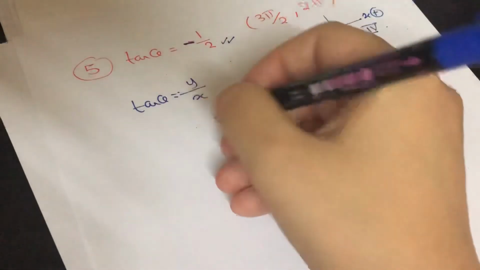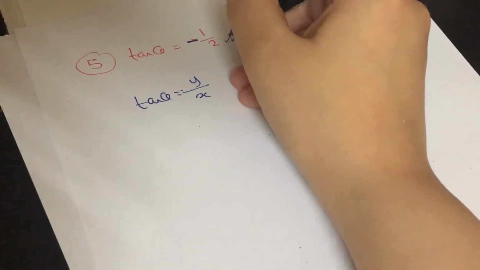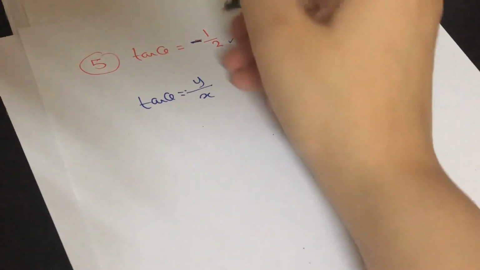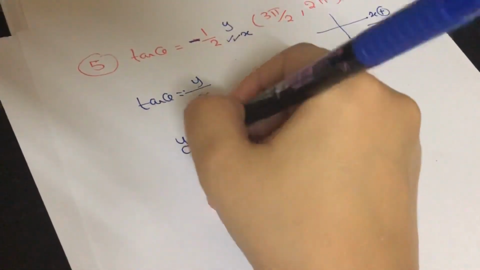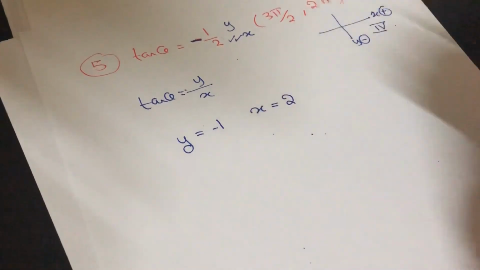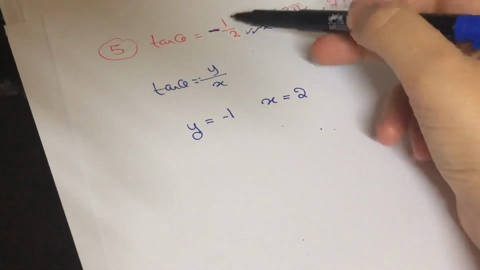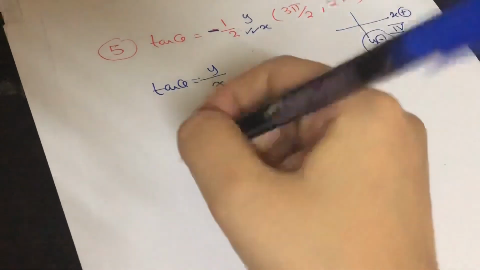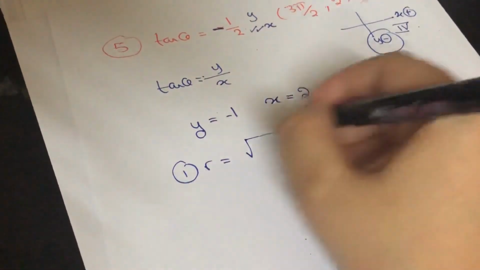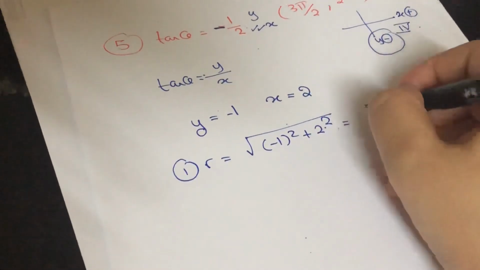So I should know that y over x, right? Okay, so y is negative 1 and x is 2, right? Because y is negative and only one of them is negative, not both of them. So y is negative, then x is positive. And my first step is to find r. R is the root of negative 1 squared plus 2 squared. My r will come to be root of 5.